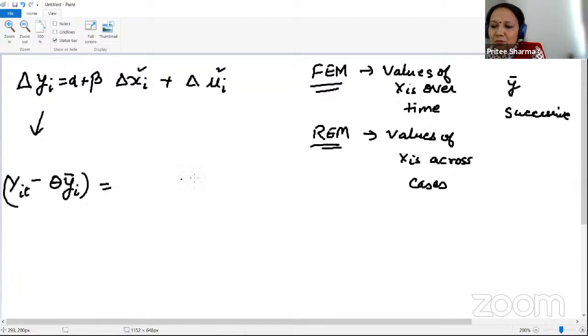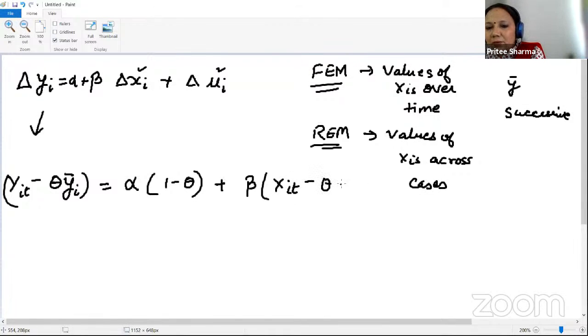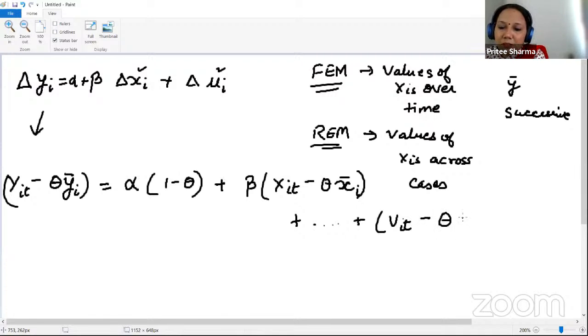All right, so y it minus theta y bar i is equal to alpha times 1 minus theta, which is that particular fraction, plus beta multiplied by x it minus theta x bar i, plus, at the end, your composite error term, which will be v it minus theta v bar i.